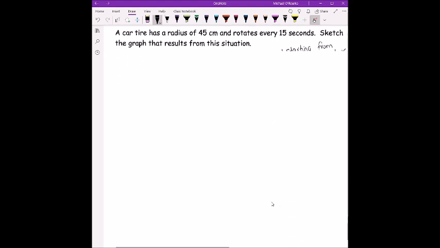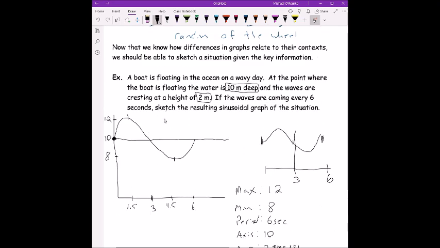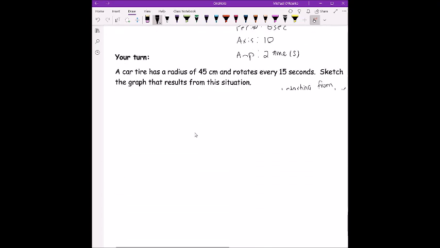How about this one? And sometimes for some pictures, like that's a hard one to kind of think about because you don't really know a boat. But a car tire has a radius of 45 centimeters and rotates every 15 seconds. Sketch a graph from this information. Okay. So here's my wheel. Okay. Has a radius of 45 centimeters. Good.